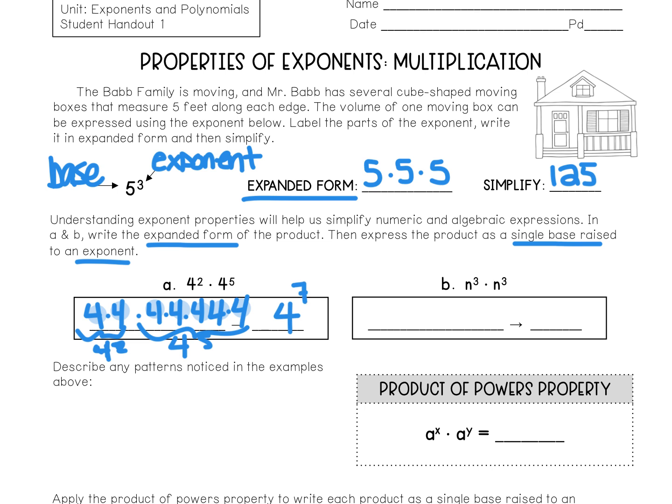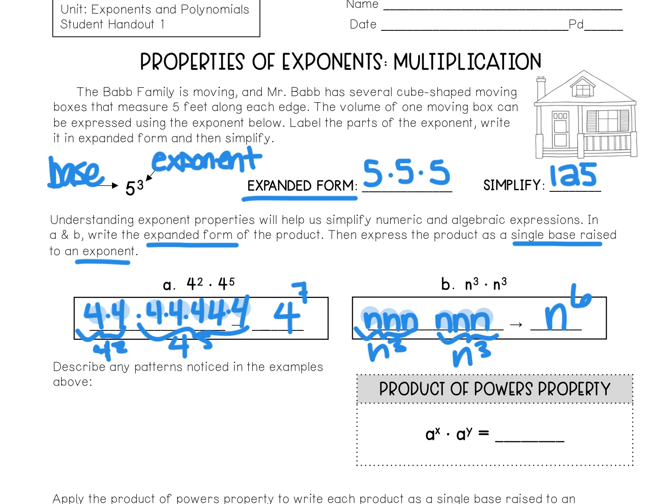So when we look, we can also do this with letters. Your base does not always have to be a number. So n to the third is n times n times n. And then I have another n to the third, n times n times n. So when I count them out, 1, 2, 3, 4, 5, 6. So this simplifies to n to the power of 6.